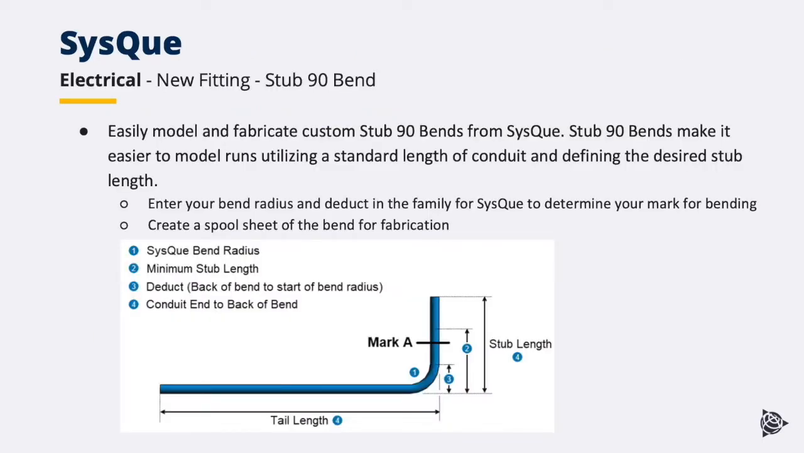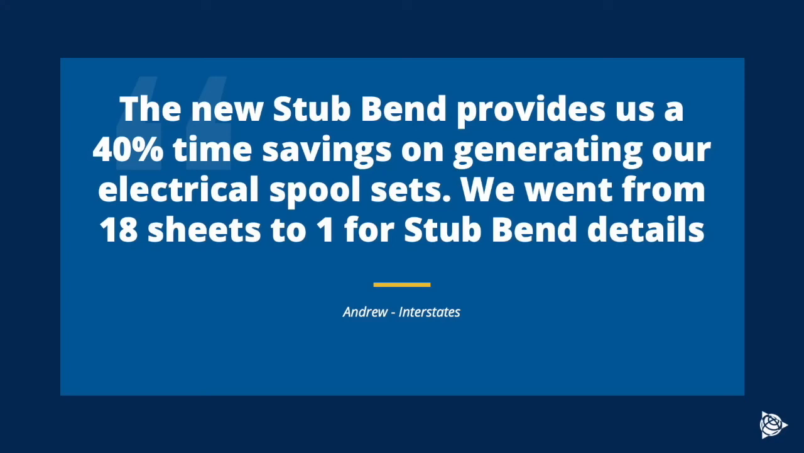The stub 90. We've included a stub 90. As you see, it's going to provide that Mark A location for you. You're able to set your default stub length and in turn the tail length. You can standardize that stub length if you want. We have a customer quote here that said they cut their time using stub 90s by 40%. And instead of doing 18 different spool sheets for their bends, they're down to one spool sheet. So that's a substantial savings.